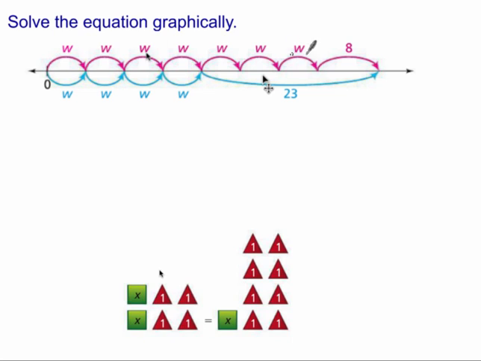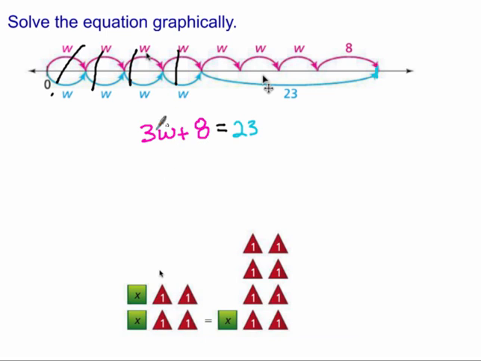Okay, so we have the pink part equal to the blue part. So let's go ahead and cross out what balances out already. These w's all balance out. So that leaves me on top with 3w plus 8. And the bottom part is 23. Now we can see that these both get to the same point on the line, so they are equal to each other. Now we just have a 2-step equation to solve.